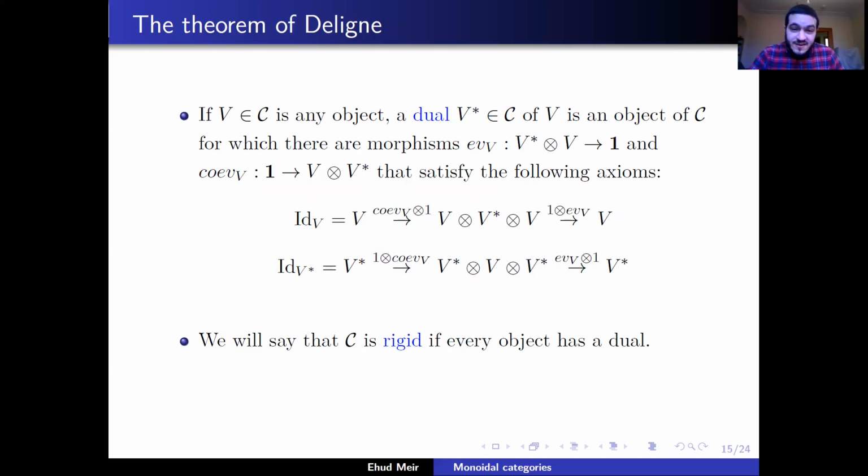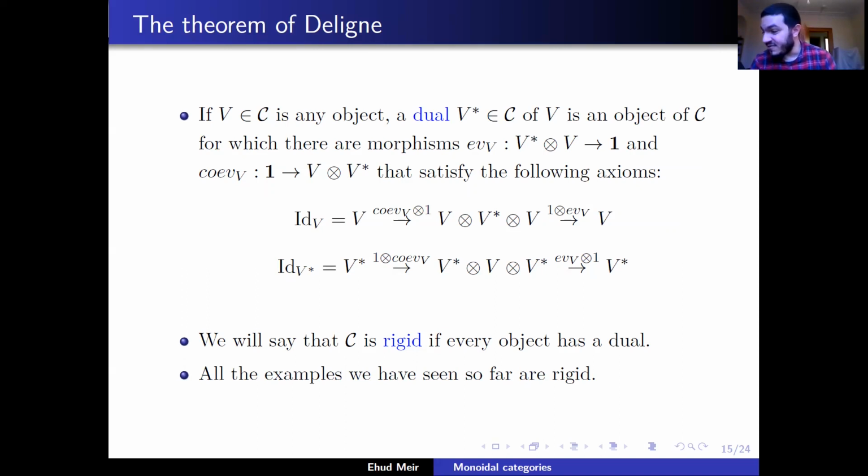So we will say that C is rigid if every object has a dual, which actually does happen in all the examples we have seen so far. For example, for finite dimensional vector spaces, you know that you can just take the Hom space into K. If you take a group representation, then you know that the dual is automatically also a group representation. It also works for FH. It also works in the category Vec G omega that we mentioned. They all have duality. Sorry, can I ask a question?